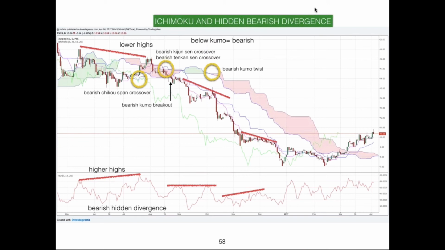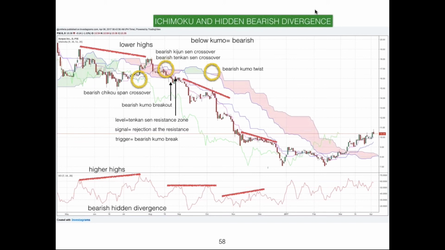So what are your level, your signal, and your trigger? Your level is the Tenkan-sen resistance zone. Your signal is the rejection at the resistance. Your trigger is the Kumho break. So price will continue to trend down.